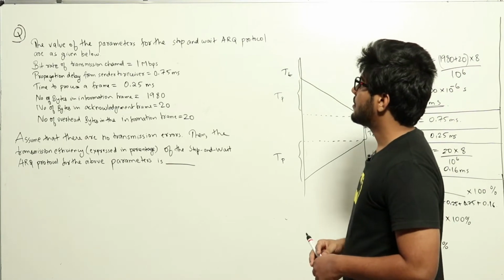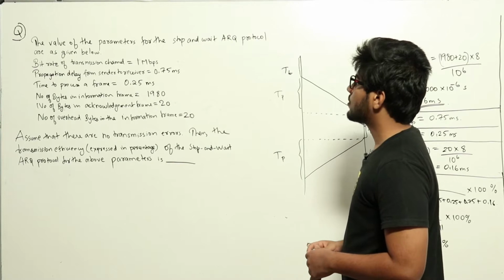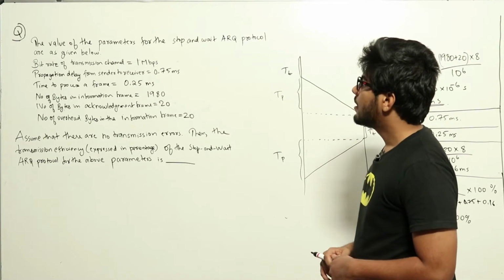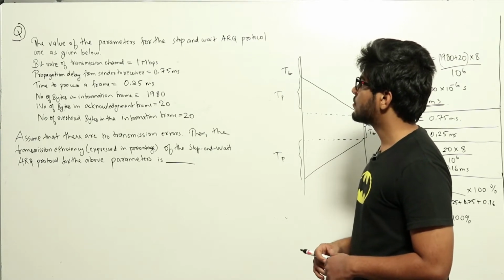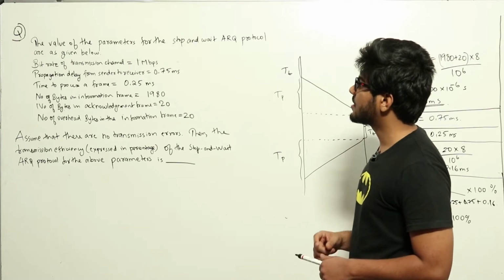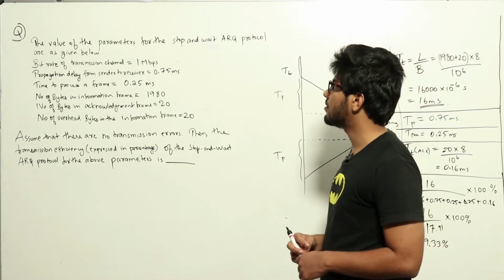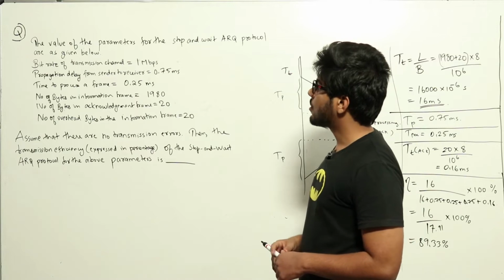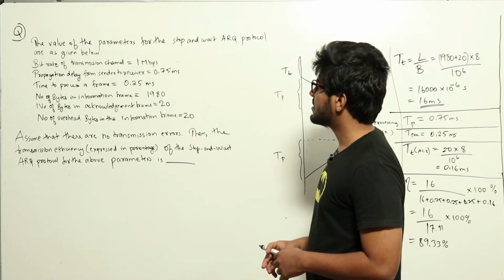The value of the parameters for the stop-and-wait ARQ protocol are as given below. Bitrate of transmission channel equals 1 Mbps. Propagation delay from sender to receiver equals 0.75 milliseconds. Time to process a frame equals 0.25 milliseconds.